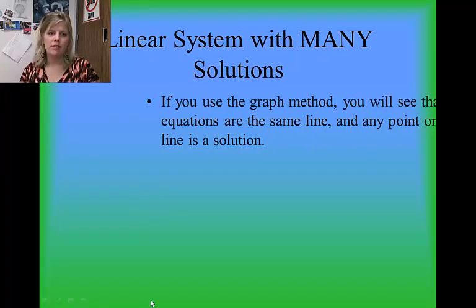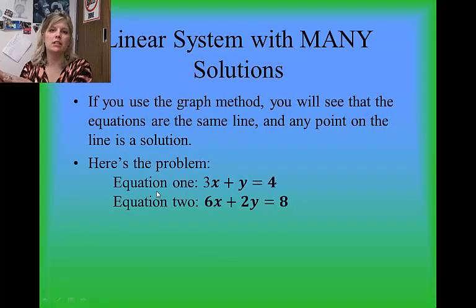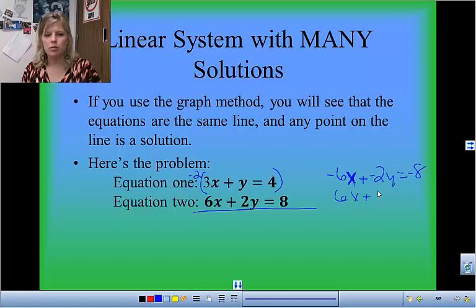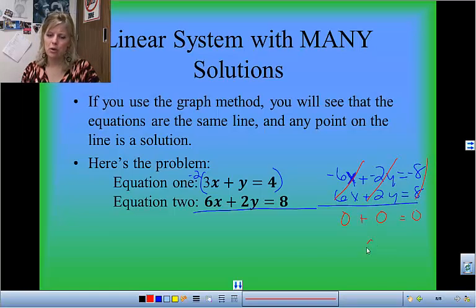Alright, last one is if you had many solutions. If you graphed them, it would be a line on top of a line. That means infinite, because everywhere they're touching is the solution. Or if you were to solve the system using elimination, say I multiplied this by a negative 2, because I want to get these y's out. So I have negative 6x plus negative 2y equals negative 8, and 6x plus 2y equals 8. What happens if I add these together? X's cross out, y's cross out. Ooh, look at that. Your constants on the other side also cross out. So, does 0 equal 0? Is that a true case? You bet.